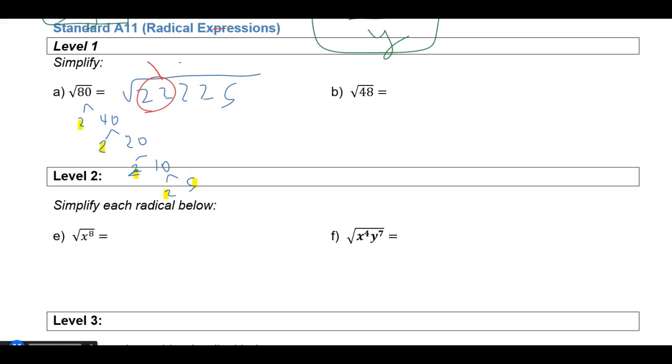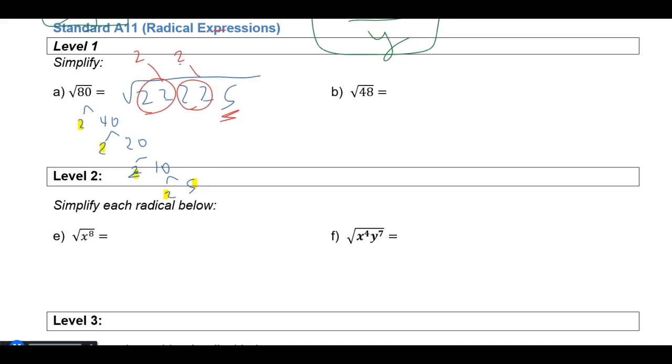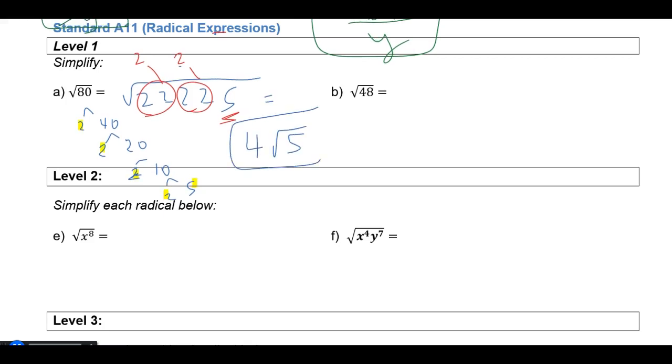And this comes out as a 2. This comes out as a 2. This has to stay because it has no partner to come out with. And so the final answer is 2 times 2, which is 4. And what's still trapped under the radical? A 5. So if you put that in your calculator, 4 times the square root of 5, you'll get the same thing as if you put in the square root of 80.